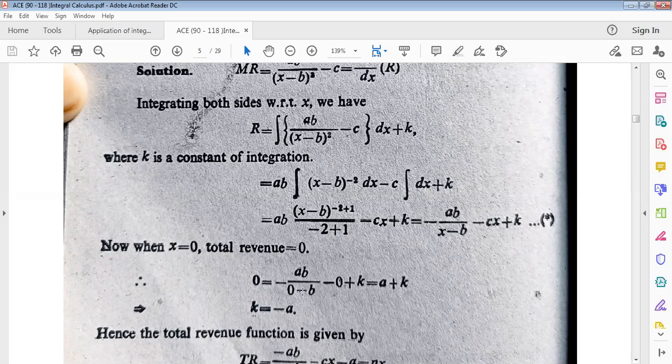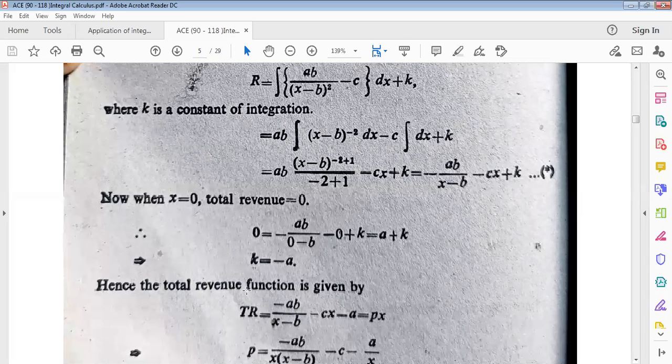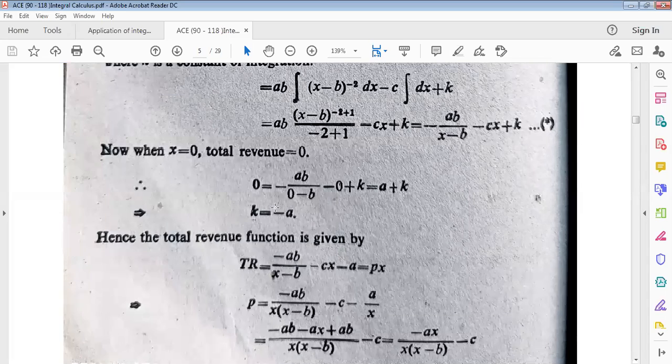The minus minus cancel, so a plus k equals 0. So k equals what? Minus a. Understand everybody? k equals minus a. Just putting x equals 0 and r equals 0 in this equation, r equals this, we get k equals 0 minus a.